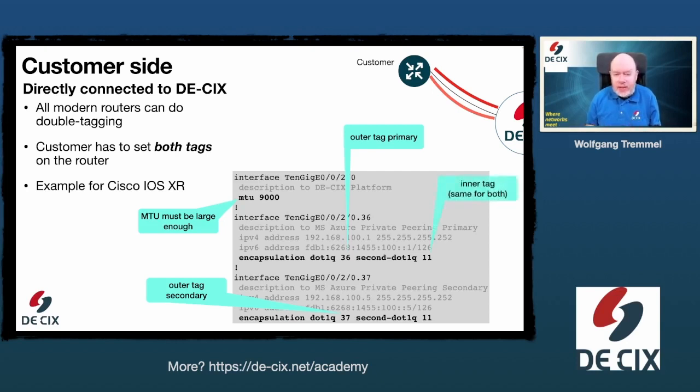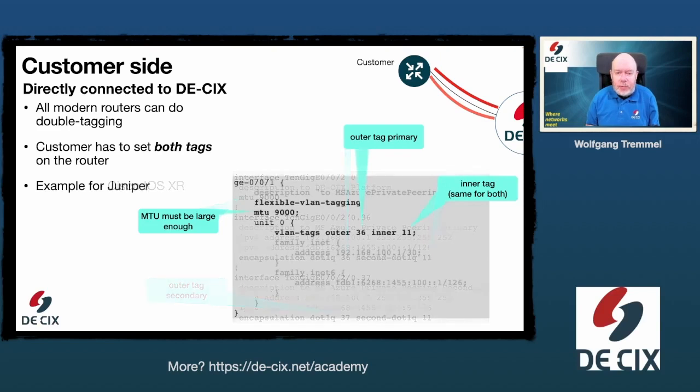The inner tag, which distinguishes between which peering services, Azure Private or Azure Public, has to be the same. And this tag is only known by the customer and by Microsoft. This tag is completely invisible to DKIX. We don't see that. We don't care about it. You can choose whatever you like, but you have to configure it on your router and in the Azure platform.